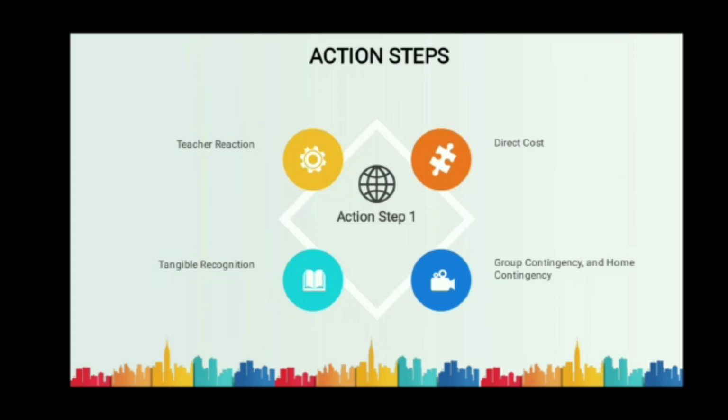Employ specific techniques that acknowledge and reinforce acceptable behavior and acknowledge and provide negative consequences for unacceptable behavior. A meta-analysis identified 5 categories of disciplinary intervention that can be used to provide a balance of positive and negative consequences: teacher reaction, tangible recognition, direct cost, group contingency, and home contingency.